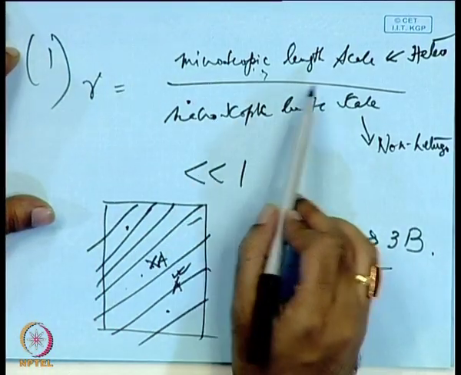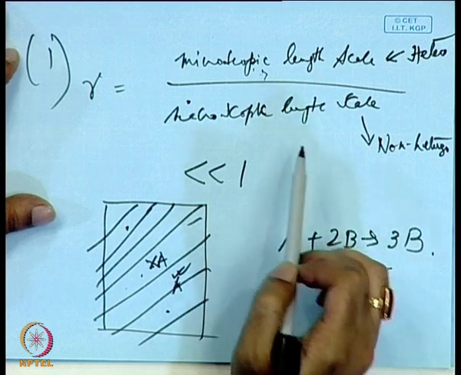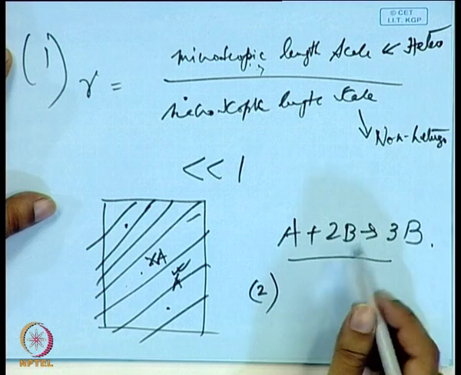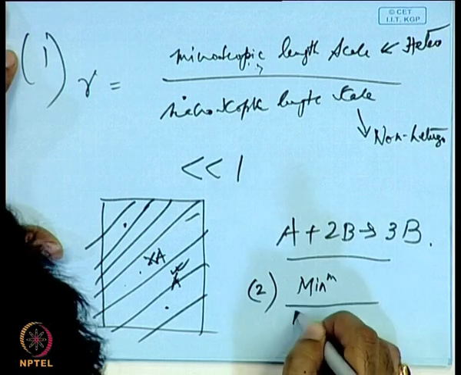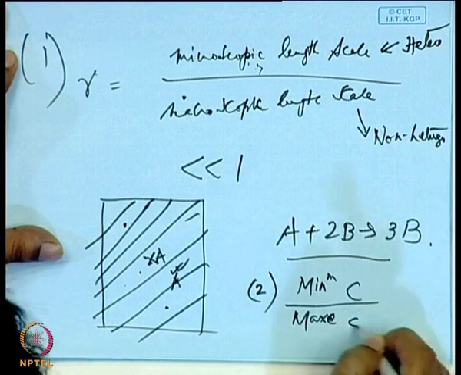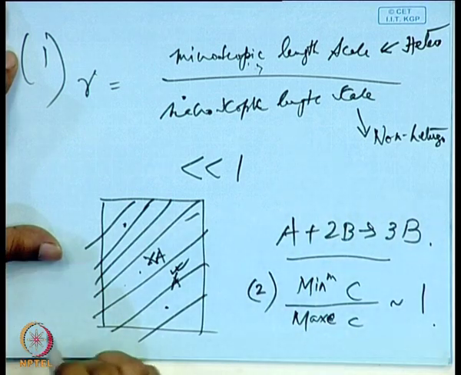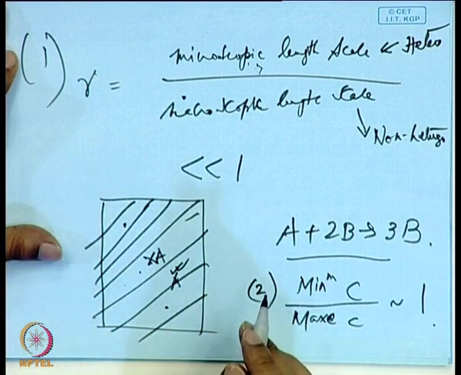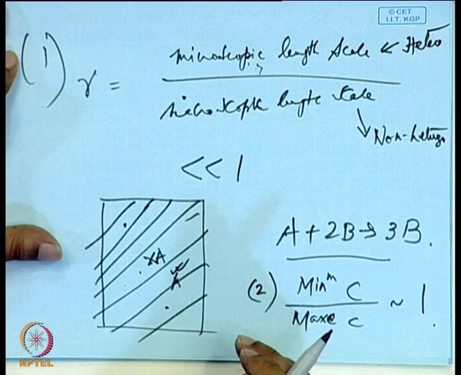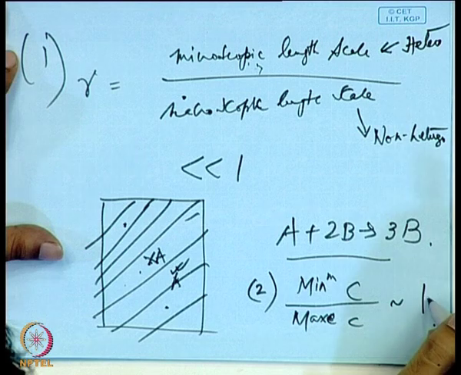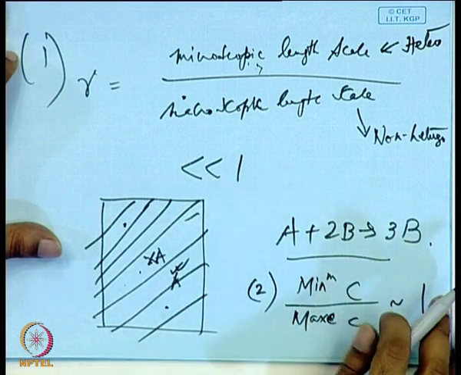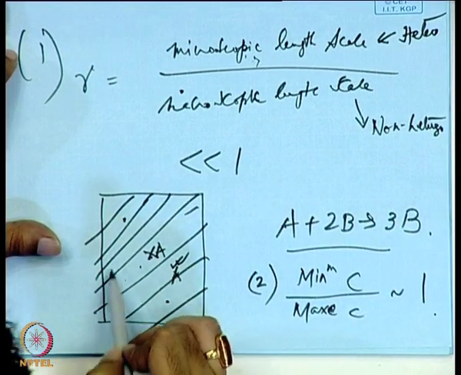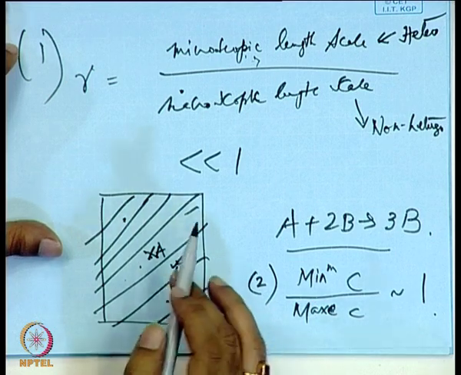So, when you want to average, criterion number 1 is that the ratio of the smallest to the largest length scale is much less than 1. And criterion number 2 would be that the minimum C over maximum C should be of the order 1. Okay. There should not be a huge difference. It could be 0.1, that is still order 1, but there cannot be a 10 to the minus 3 or 10 to the minus 4 within the matrix. Which means that the variation within the matrix has to be reasonable.